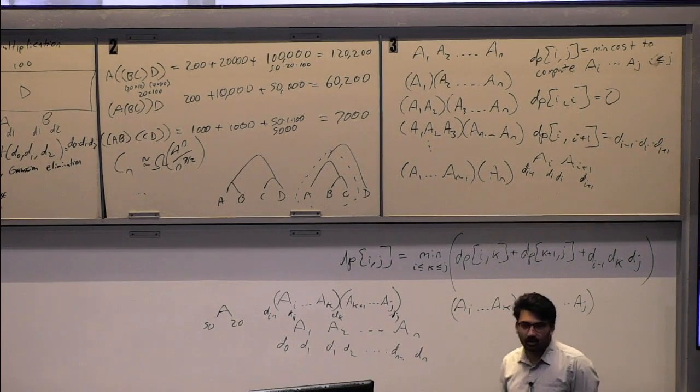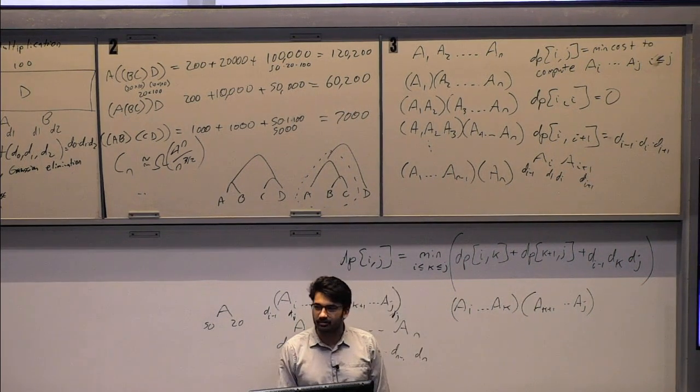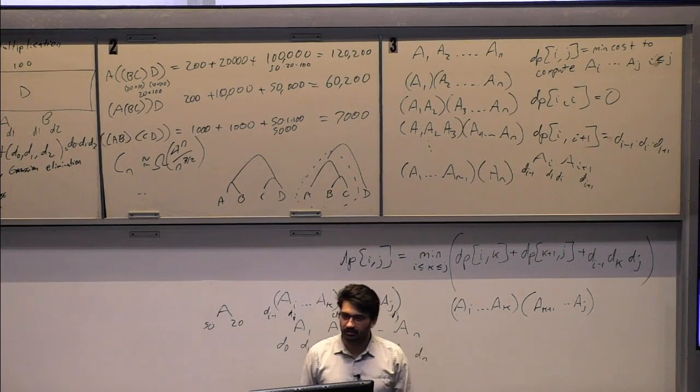Right. More questions on the recurrence? Every DP problem implementation is usually trivial. The recurrence is the only thing that matters. Once you get the recurrence, the rest of the thing follows pretty easily.